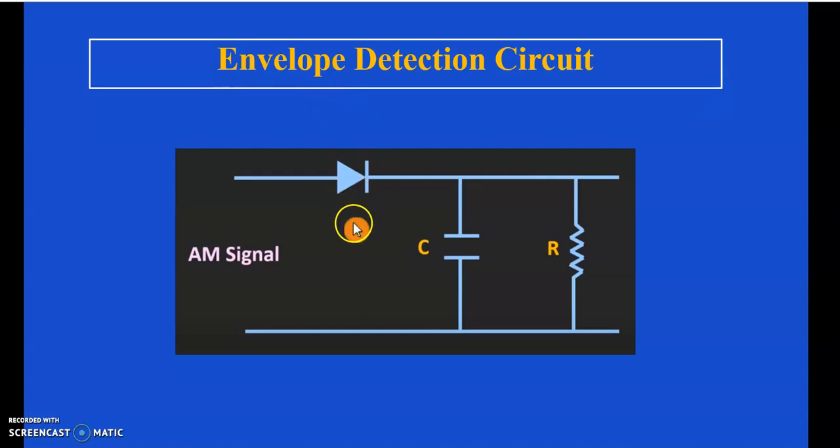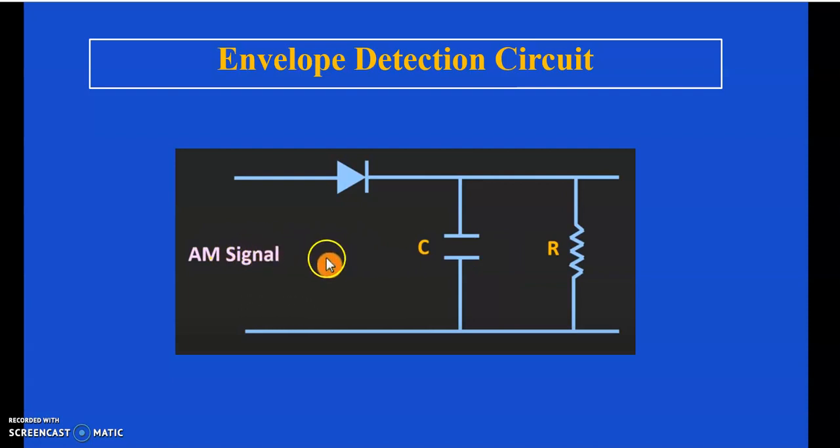As shown here, the circuit diagram represents the envelope detector, which consists of a simple diode, capacitor, and resistance, an RC filter. The input voltage is the modulated wave or the AM signal. On the positive half cycle of the input signal, the diode is forward biased and the capacitor charges rapidly to the peak value of the input signal.